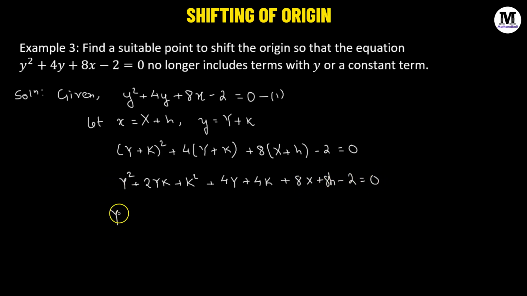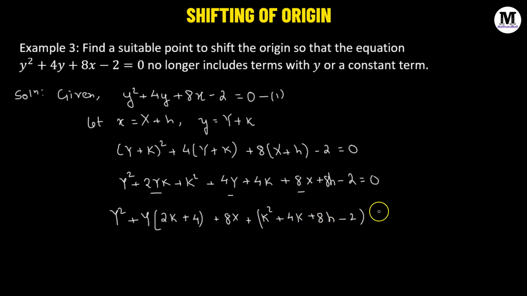So we have now Y squared. Now we can take Y as the common factor and combine 2Yk and 4Y. So we have Y multiplied by 2k plus 4. Then we have 8X, and then the remaining terms, which are going to be plus k squared plus 4k plus 8h minus 2 equals 0. Fine.